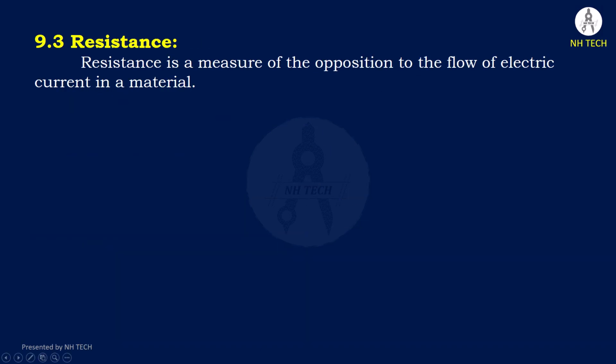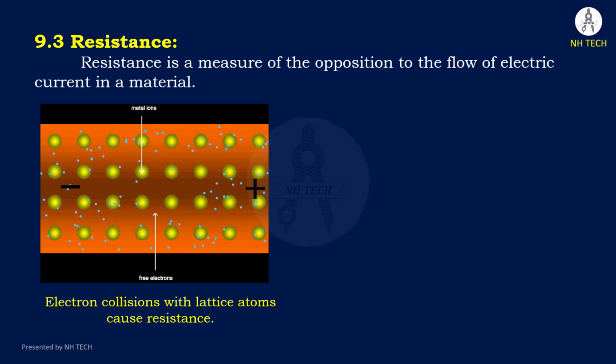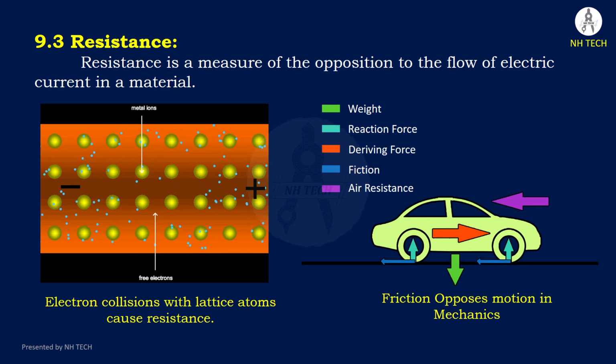Next, let's talk about resistance. Resistance is a measure of how much a material opposes the flow of electric current. In simple terms, it tells us how hard it is for electrons to move through a conductor. If we compare it to mechanics, resistance is like friction. Friction opposes the motion of an object and converts some useful energy into heat.